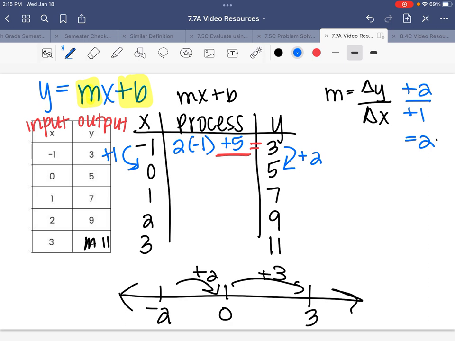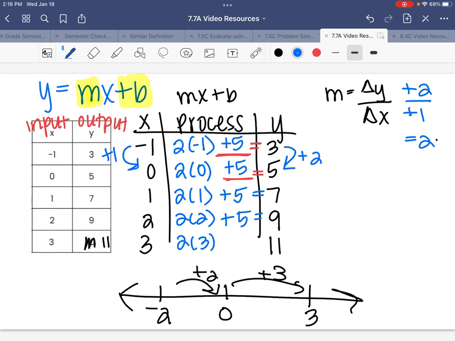So let's try it with our next input. So I'm still going to take that rate of change, which is 2, multiply it by the input, which is 0. Well, I know 2 times 0 is just 0, but I need to get to 5. So I need to add 5 more. And I can look to see if the pattern continues. So 2 times 1 is 2, plus 5 gives me 7. 2 times 2 is 4, and plus that extra 5 gives me 9. 2 times 3 is 6, plus that 5 gives me 11.